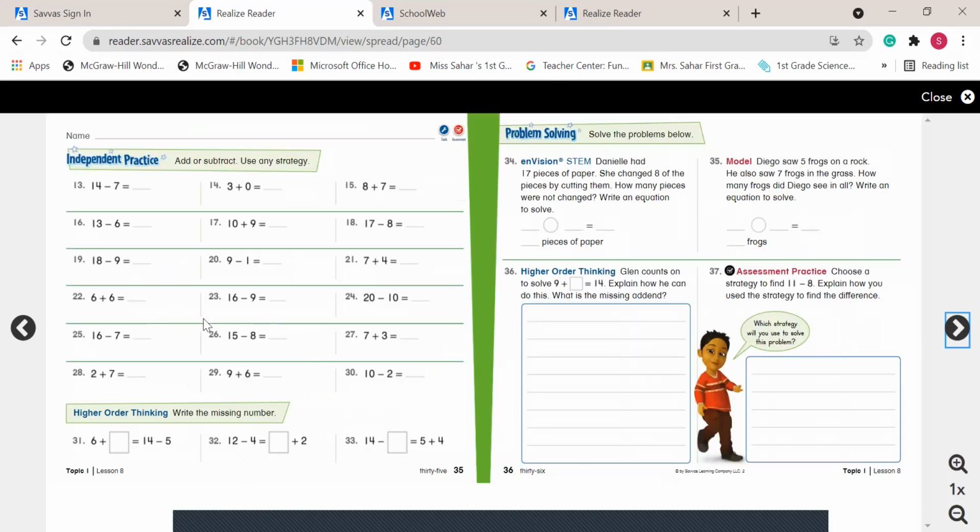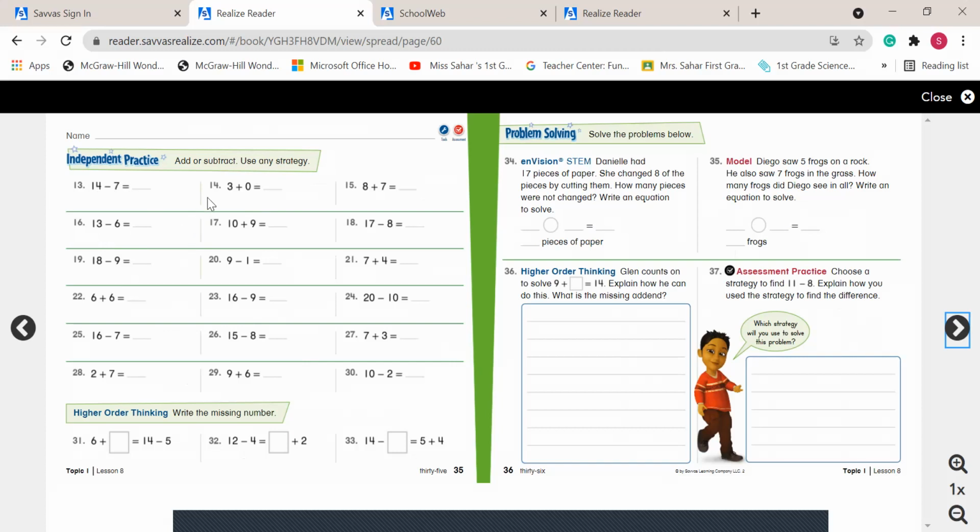Page 35, independent practice. So add or subtract, use any strategy. So whatever you like, you just do it. So for example, 14 take away 7. If you know your doubles, that means something plus 7 equals 14. I know it's double 7, 14. That means 14 minus 7 equals 7.